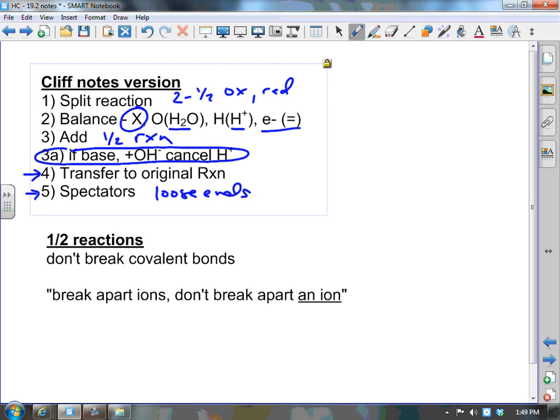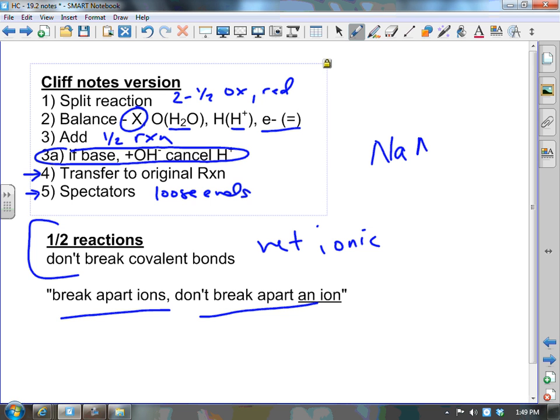A couple things to remember here. Don't break apart covalent bonds. This is back to net ionic. If you do the net ionic right, you're going to be okay. Don't break the covalent bonds. Remember, we break apart ions, but we don't break apart an ion. What did he just say? You break apart ions. I break apart the sodium from nitrate, but I do not break apart a nitrate. That's what we mean by that.